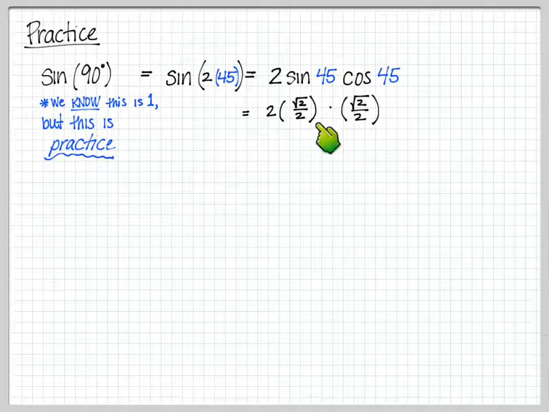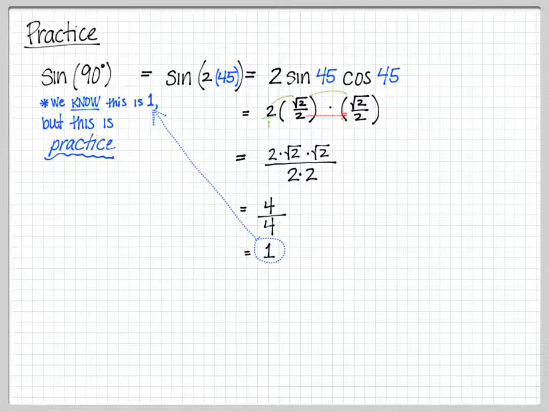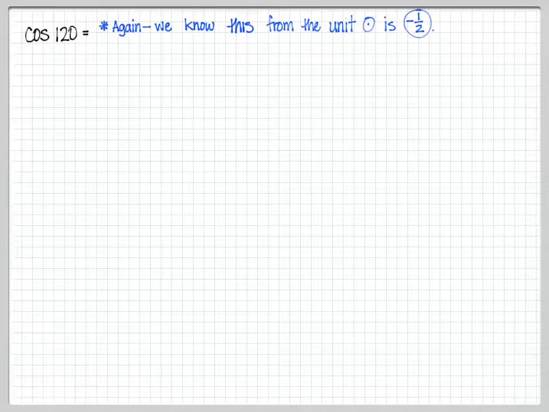We know the values of sine of 45. Those are nice and easy ones to remember. And multiplying that all together, we end up with 1, which is what we said we were going to get in the beginning. Here's another one, cosine of 120. Again, 120 is in our unit circle. And so we know that the answer to this, or we should know, is negative 1/2. But this is practice, so let's look at what else we could say.